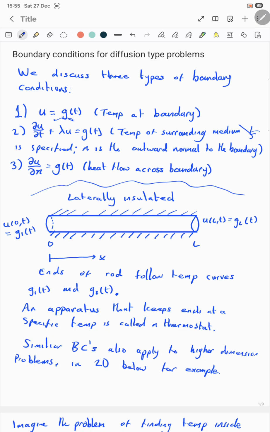And the ends of the rod follow temperature curves g1 and g2 of t. An apparatus that keeps the ends at a specific temperature is called a thermostat. Now, similar boundary conditions also apply to higher dimensional problems, in 2D for example here.